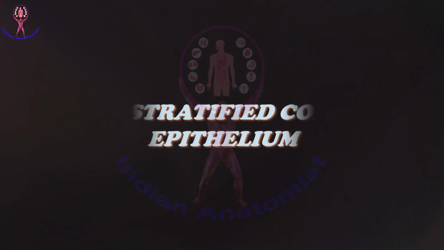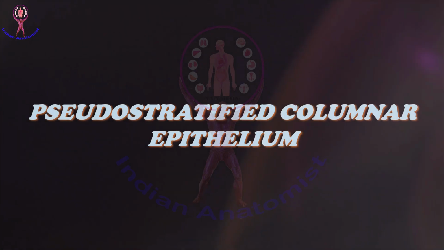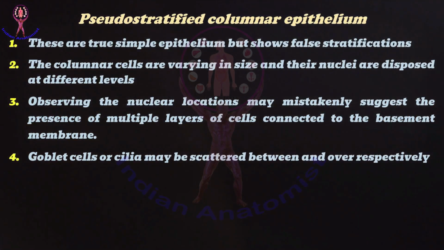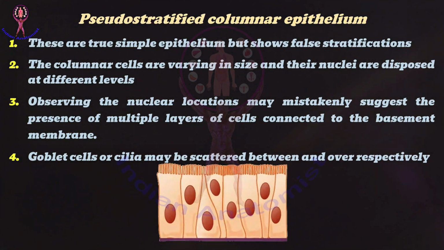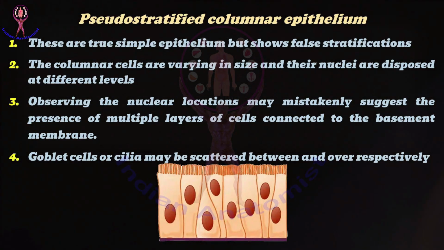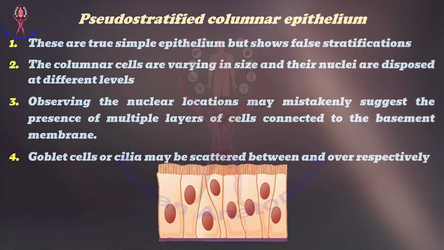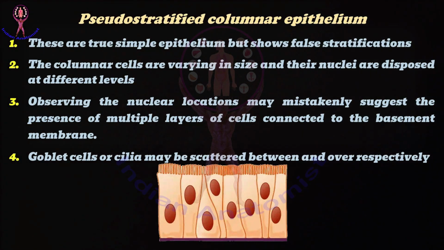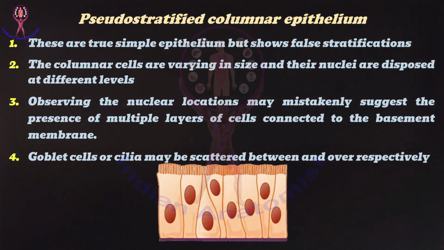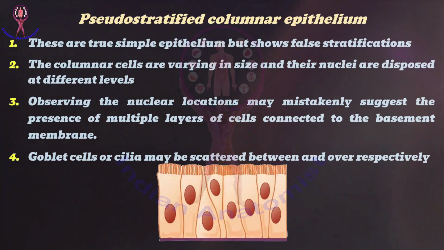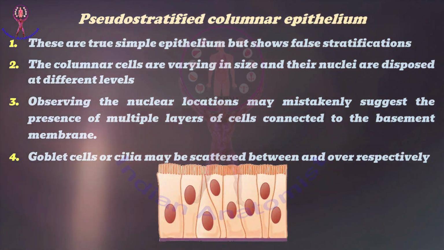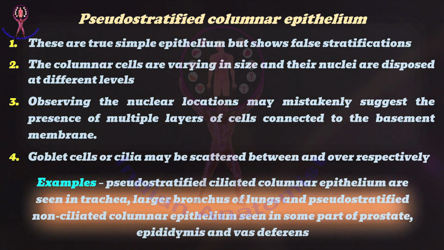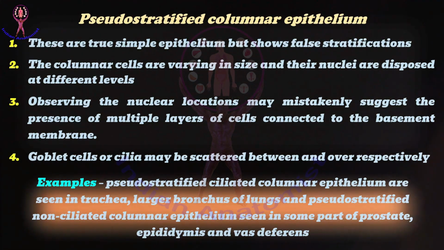The last type of simple epithelium is pseudostratified columnar. These basic epithelial cells appear to have numerous layers, which is misleading. The nuclei of columnar cells vary in size and location. The nuclear locations can mislead you into thinking there are several layers of cells attached to the basal membrane. Goblet cells and cilia may be scattered and on top. The trachea, larger bronchus of the lungs, prostate, epididymis, and vas deferens have pseudostratified non-ciliated columnar epithelium.